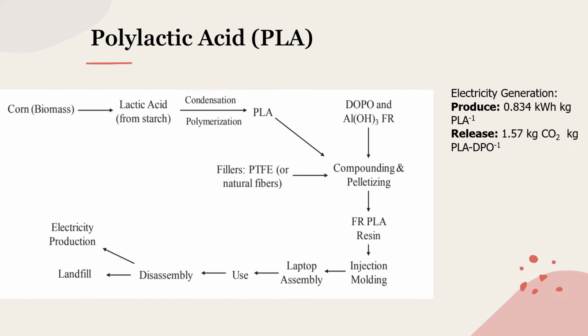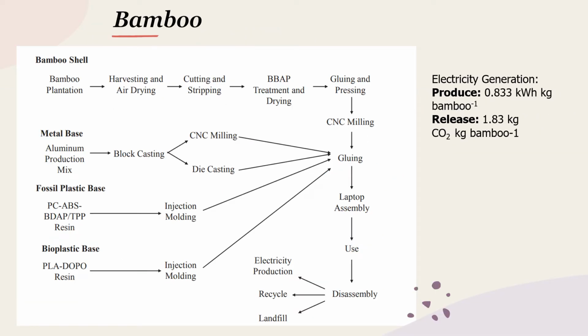So to talk about that a little bit more, we could see that the PLA produces 0.834 kilowatt hours per kilogram of PLA, but the release is 1.57 kilograms of CO2. So you could see that the release of the emissions is greater than the production generated from the electricity. And this leads us into the next material, the bamboo, which is similar, also produces 0.833 kilowatt hours per kilogram of bamboo and releases 1.83 kilograms of CO2. So you could see that the release of emissions is greater than the production generated for electricity.